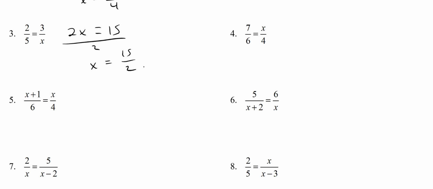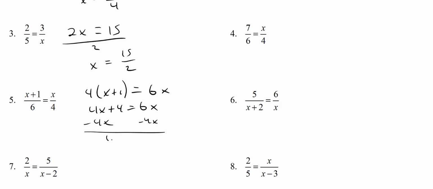This one is a little bit more involved because you have x's on both sides, but no big deal. We cross multiply. So it's 4 times x plus 1 equals 6x. Distribute that: 4x plus 4 equals 6x. Then subtract 4x from both sides, so you get 4 equals 2x. Divide both sides by 2, so x comes out to be 2.